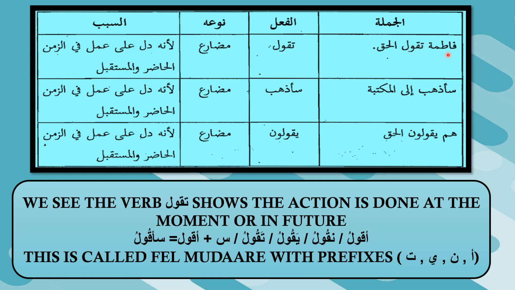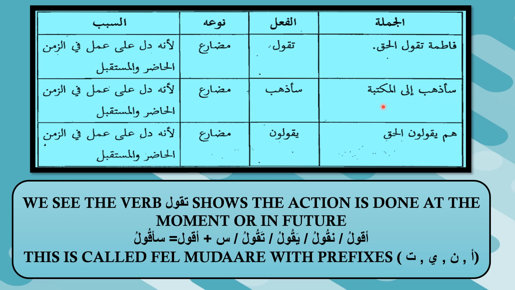So the clue is the name, female name Fatima. And then the verb is being used as taqul. So this tells you that it is being used for the ghaib feminine singular. Fatimatu taqul al-haq means Fatima says the truth. So the fail is taqul, and naw'uhu means its type, it's mudare. And the reason, al-sabab, the reason is لأنه دل على عمل. دل means it shows. على عمل means the action في زمن الحاضر والمستقبل, it shows the action in the present time and in the future.